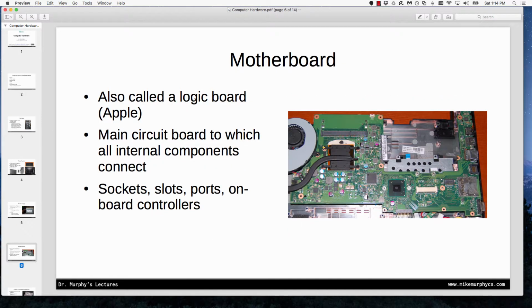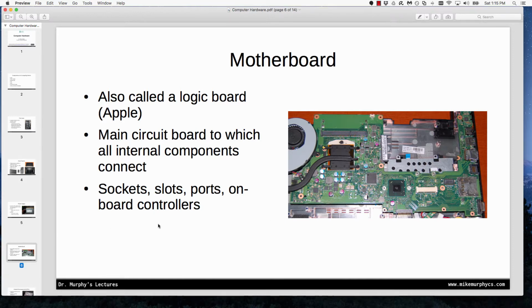Okay, so the motherboard, sometimes called the logic board. This is the main circuit board to which all internal components connect. So it's got all sorts of slots, sockets, ports, and onboard controllers. Some things are built into the motherboard, some things aren't, and we have to plug them in.